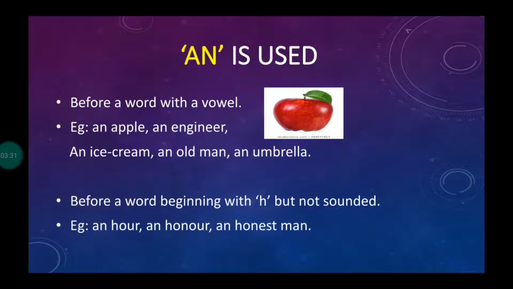Then we also use an before words beginning with an H but where it is not sounded. For example, an hour, an honor, an honest man. Now in hour we do not say "hour" with an H sound. We say "our," so the H is silent. Again, it's an honor to meet you. So, we don't say "honor" with an H, we say "onor." So, again, H is silent.